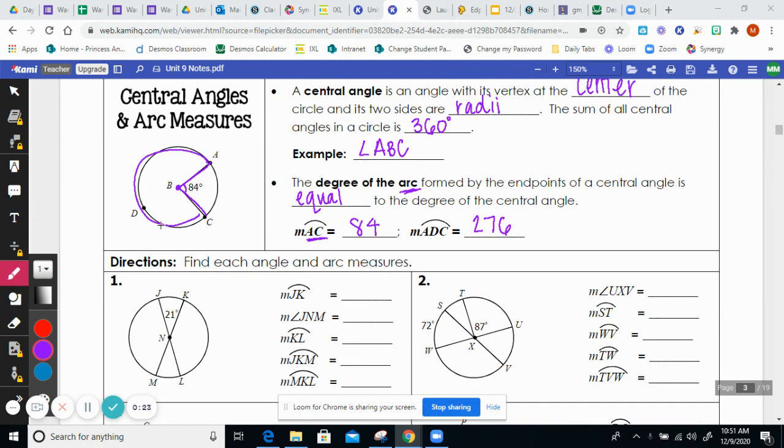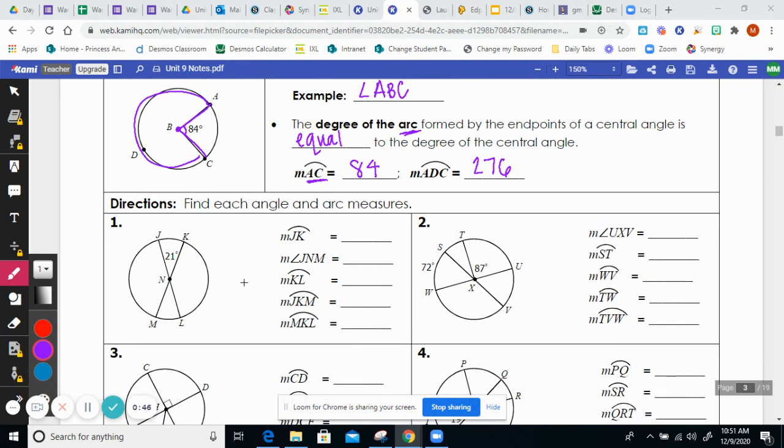So I went over these different examples here. So when we're talking about arc AC, that was going to be 84 degrees, and then our arc of ADC, so we had to go all the way around, and we have to go in that same order of the letters. We just did 360 minus 84 to get 276. So we're going to look at different examples today.